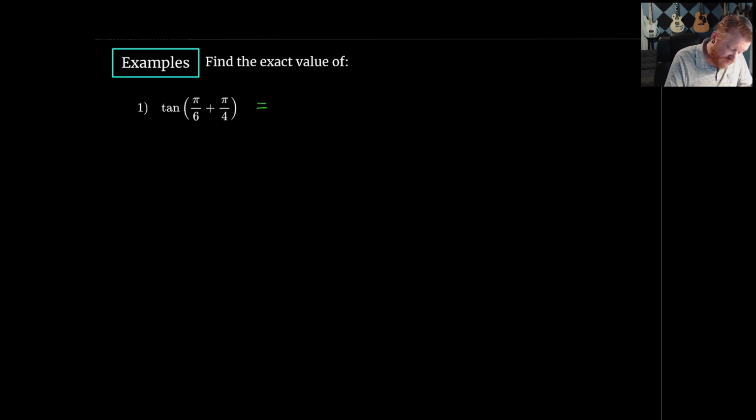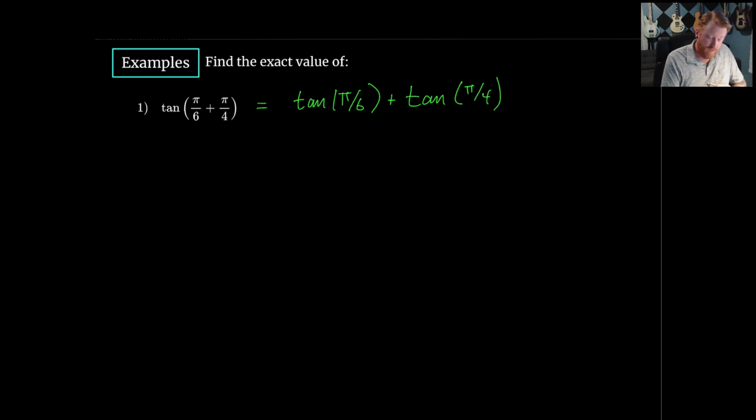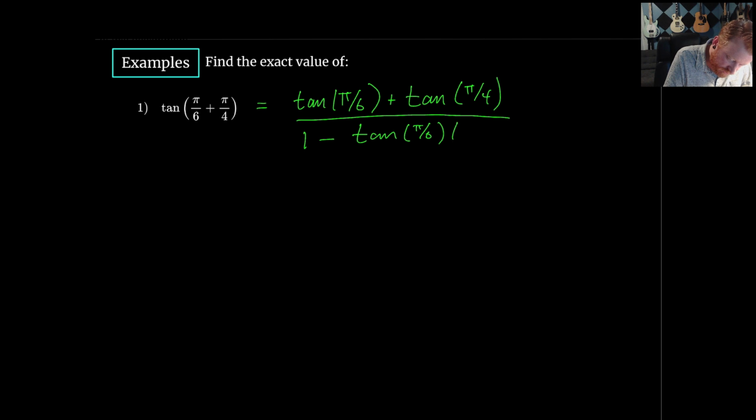And if I have tangent of pi over 6 plus pi over 4, I'm going to get tangent of pi over 6 plus tangent of pi over 4. I know that tangent does just split them apart as expected, but then we need to divide by 1. I remember that I need the opposite sign of what I started off with, minus the tangent of both of them. Tangent pi over 6, tangent pi over 4.